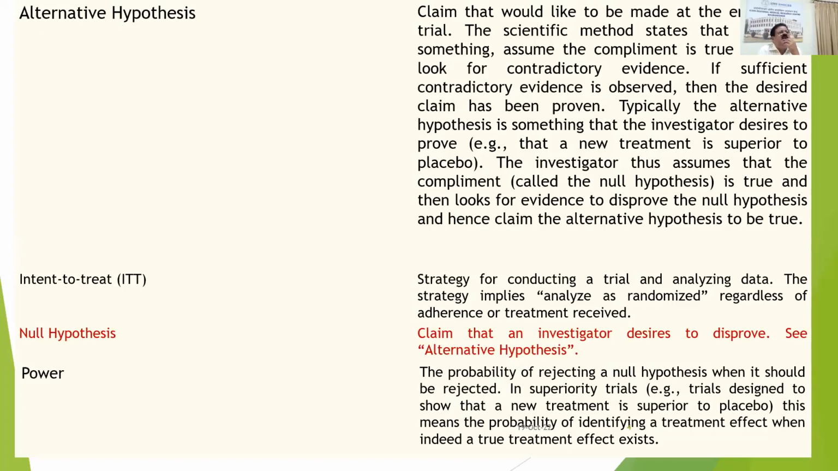And we know the alternative hypothesis is always there. Then intent to treat: these are all analyzed as randomized. Then the null hypothesis is the claim that an investigator often desires to disprove. See the alternative hypothesis, because if the null hypothesis is proved, then you are gone. Then the power. These are some definitions.